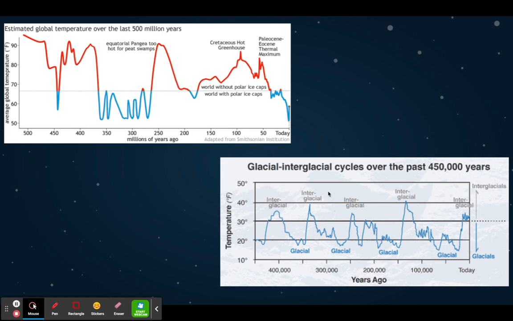We'll talk more about how the climate is now concerning the more recent past in Unit 4. But overall, the Earth used to be pretty darn hot. We've gone through these cycles of warm and cold and warm and cold, ice ages and interglacial periods. Now, what could be causing that?